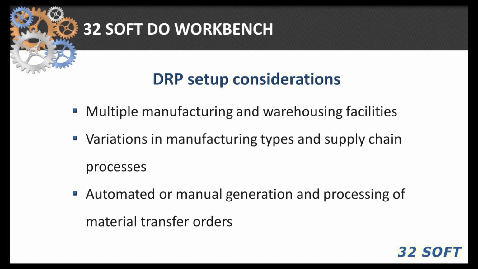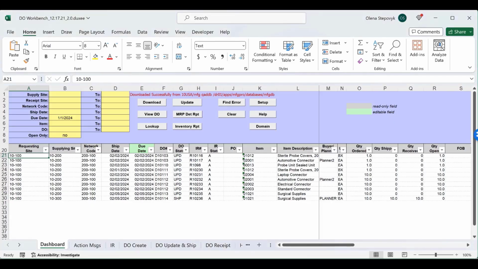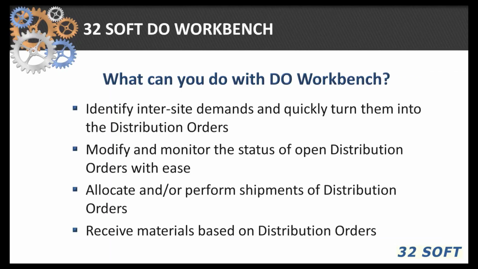DO Workbench works as a user interface to various QAD functions and helps you identify and manage distribution orders more efficiently, bring balance to supply and demand, and facilitate the timely transfer of the materials between the sites. You can choose if you want to use full QAD DRP capabilities and use DRP replenishment requests to initiate material transfers, or use your internal inventory level criteria to identify inter-site demands and create distribution orders. DO Workbench will also allow you with ease to modify and monitor the status of open distribution orders, allocate and perform shipments of distribution orders from the supplying sites, and receive materials to the receiving sites.